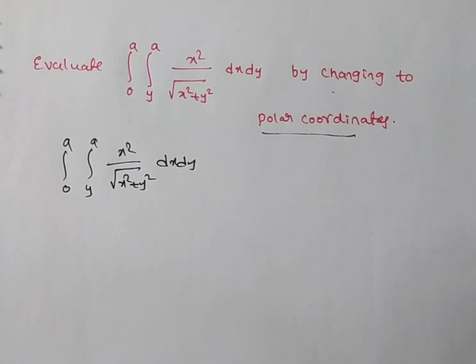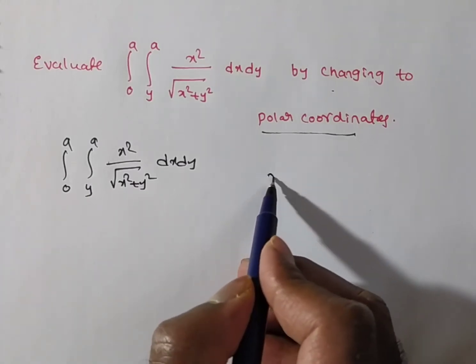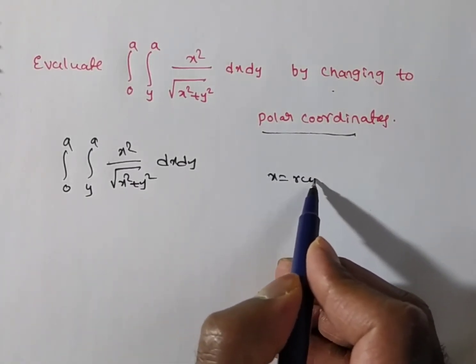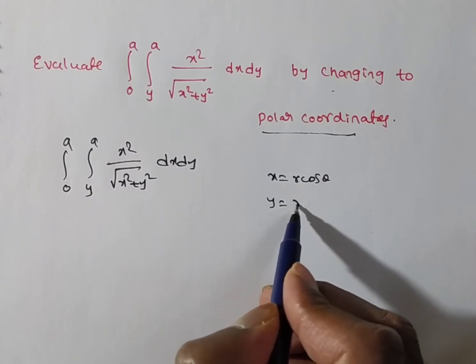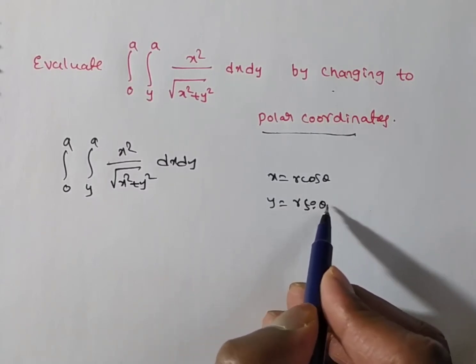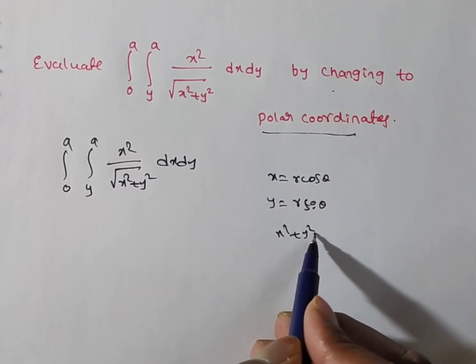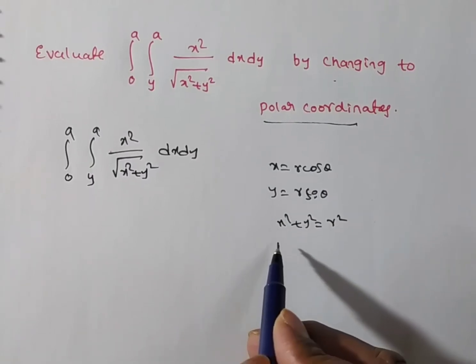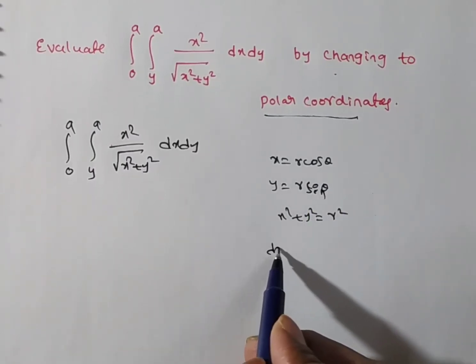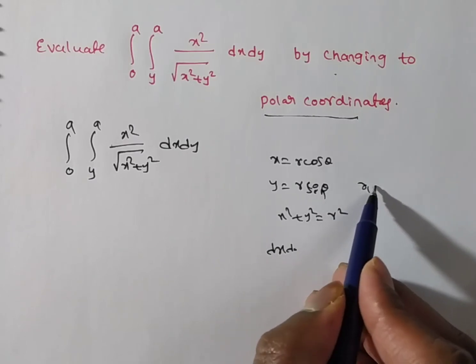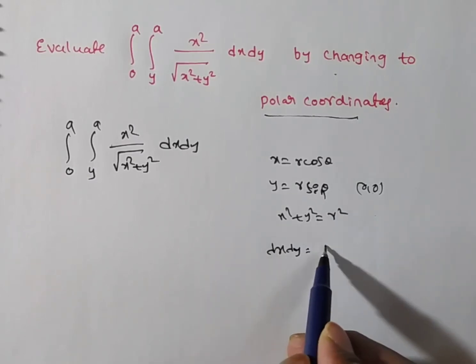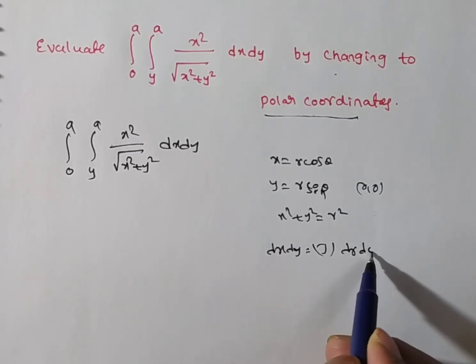How to change into polar coordinates? Friends, in place of x we substitute r cos theta, and in place of y we substitute r sin theta. In this case x square plus y square is equal to r square, and we also change the limits to r and theta. Then dx dy will become the Jacobian times dr d theta.